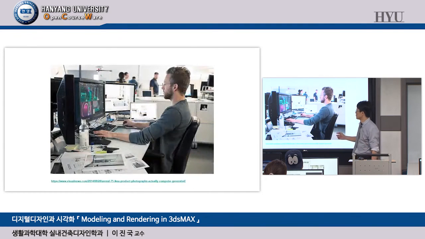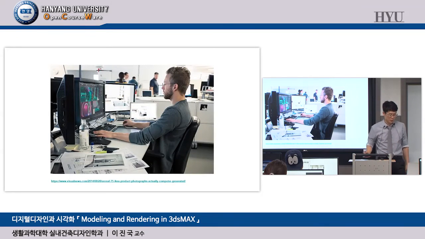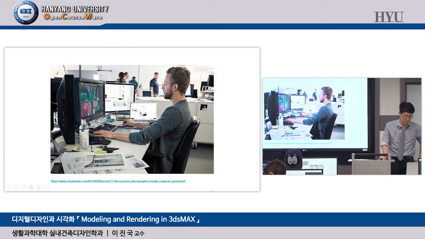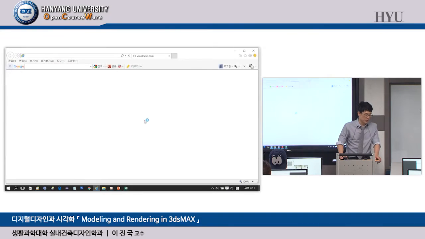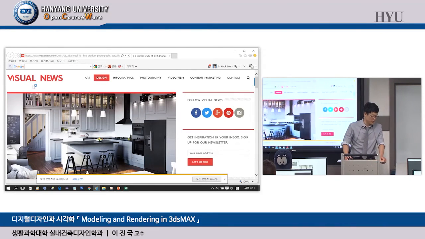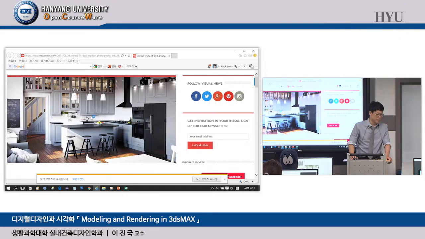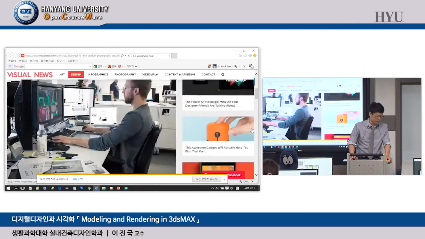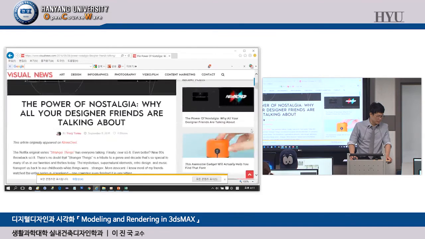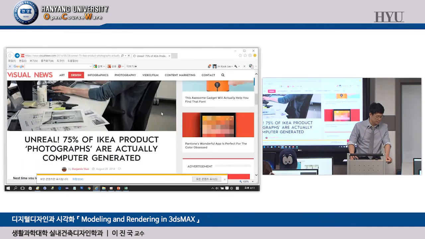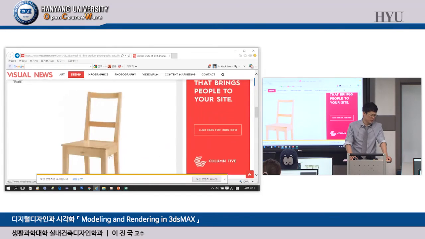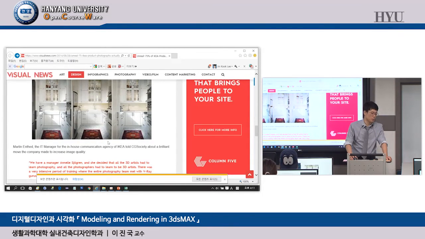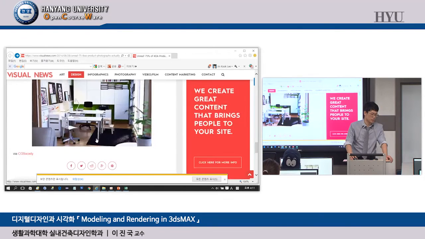So take a look. This guy, I'm not sure he's working in there. Anyway, he's in charge of making this kind of realistic visualization. If you click this link, I just placed a reference for this one, okay? On the Visual News website, take a look at the image that I show you, okay? 75% of IKEA product photographs are actually computer generated, okay? The chair I show you, and the reason why they use this kind of computer graphics and so on, okay?